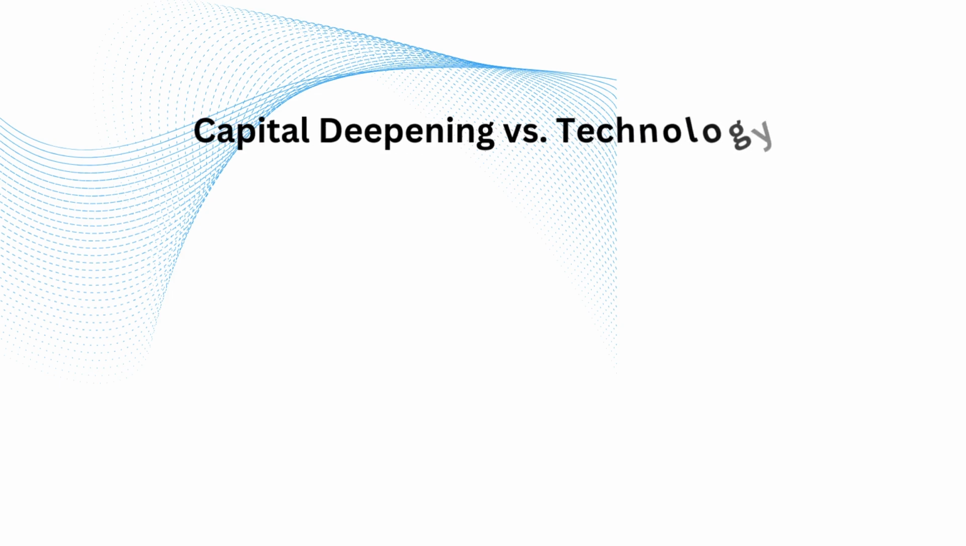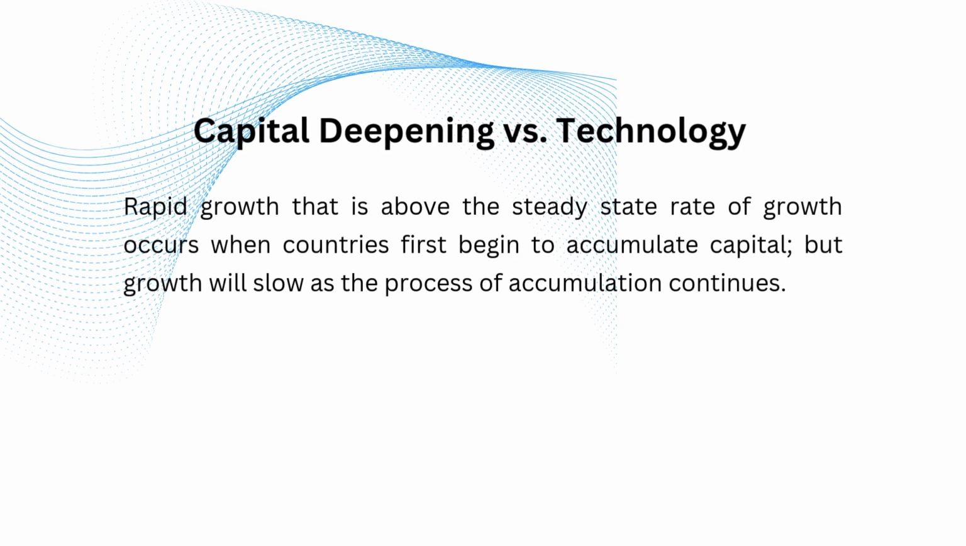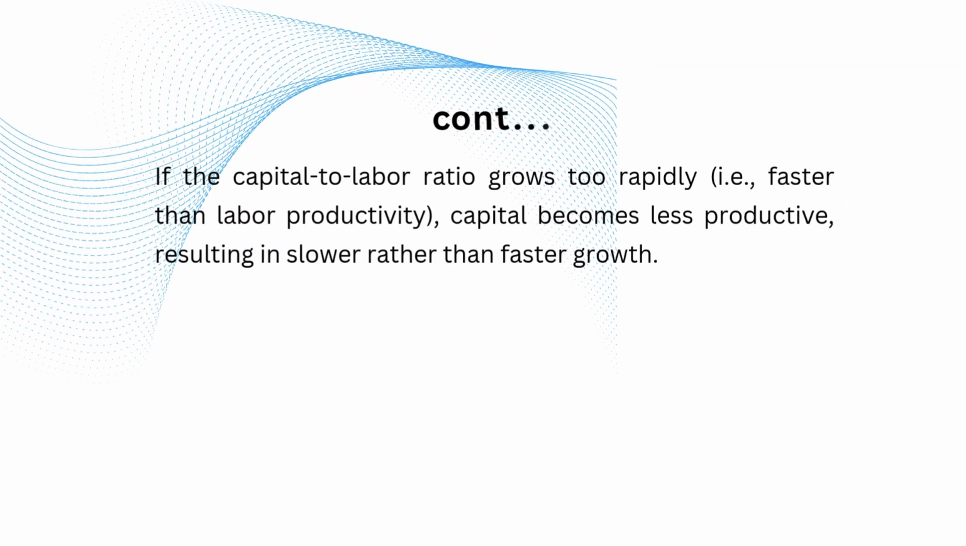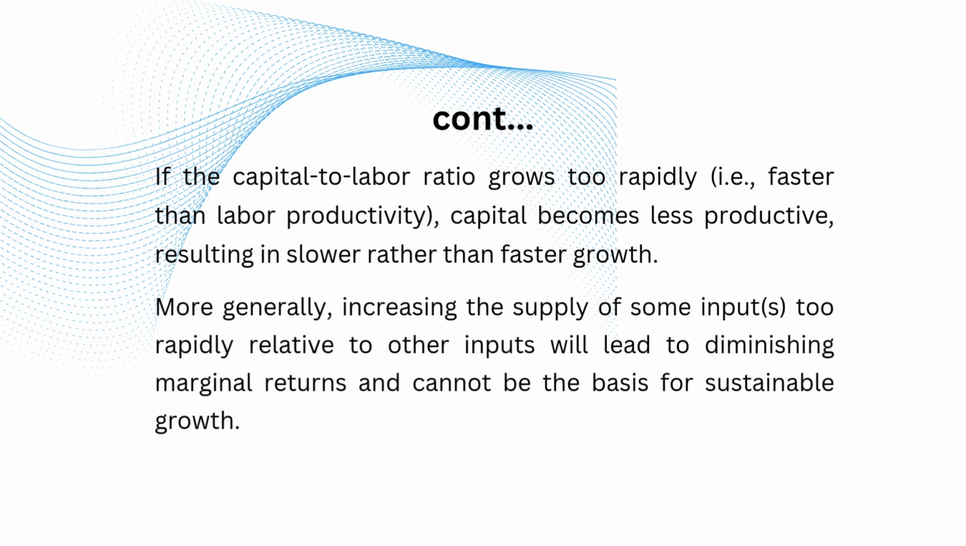Capital deepening versus technology. Rapid growth that is above the steady state rate of growth occurs when countries first begin to accumulate capital, but growth will slow as the process of accumulation continues. Long-term sustainable growth cannot rely solely on capital deepening investment, that is, on increasing the stock of capital relative to labor. If the capital to labor ratio grows too rapidly, i.e., faster than labor productivity, capital becomes less productive, resulting in slower rather than faster growth. More generally, increasing the supply of some input, S, too rapidly relative to other inputs will lead to diminishing marginal returns and cannot be the basis for sustainable growth.